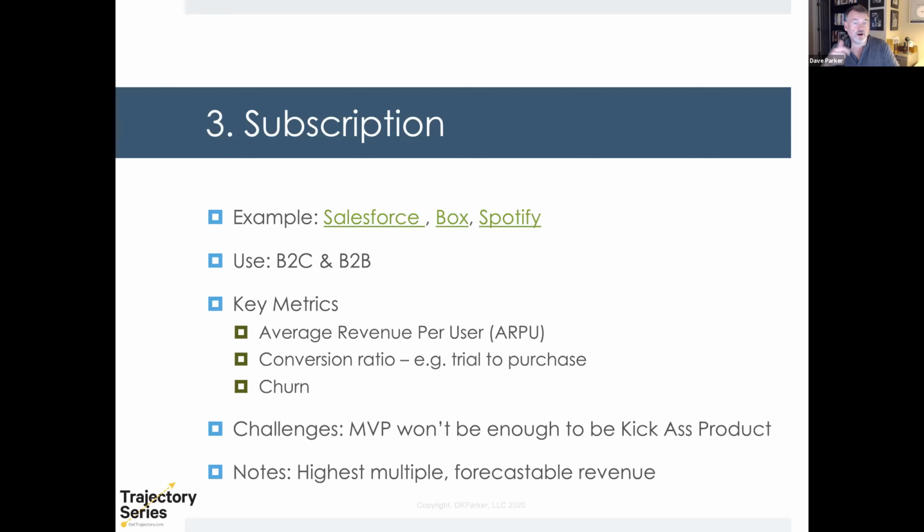So for subscriptions, MRR, ARR, and ACV are typically the numbers you're going to see for revenue models. Questions about subscription before we move on? Since many of you will be using this one.